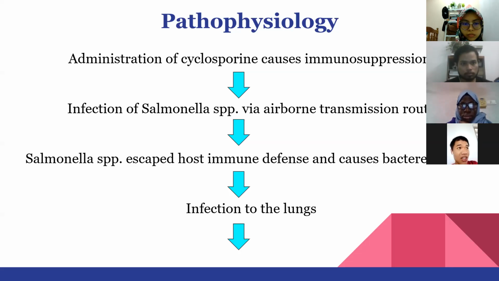And the subclinical, latent shedding of this Salmonella, which previously got infected via the airborne transmission route, gets reactivated. This Salmonella sp. escapes the host immune defense and causes bacteremia, using the bloodstream as a medium. This infection reaches the lungs. And next slide, please.